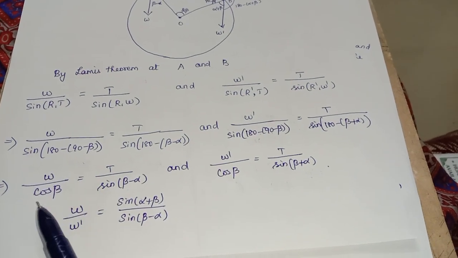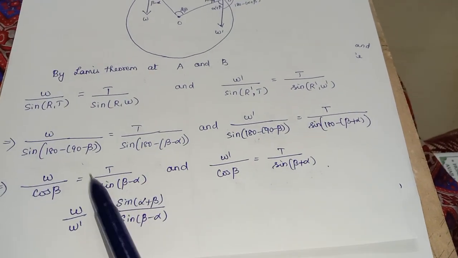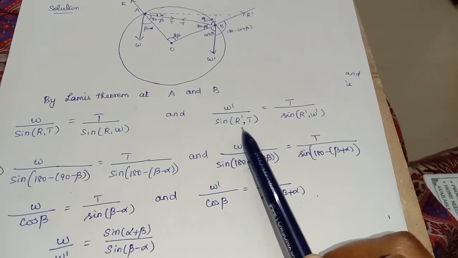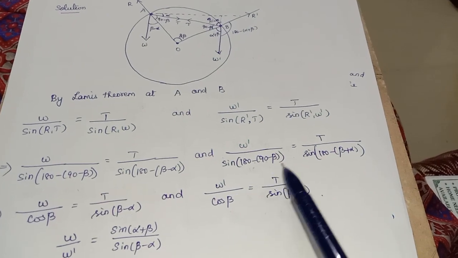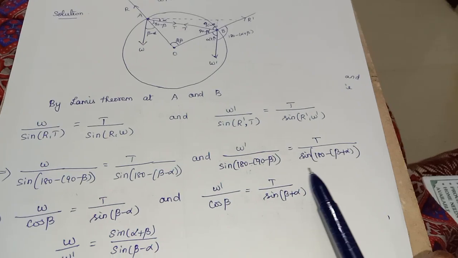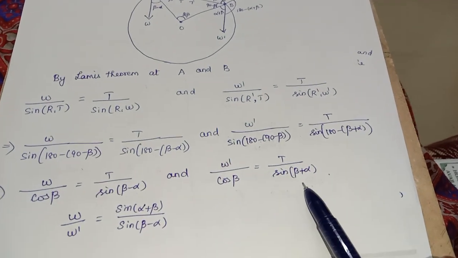90 plus beta. So it is what? Cos beta equal to T by sine of beta minus alpha. So this is from W dash. W dash by sine of angle between R dash and T. What is the angle between R dash and T? 180 minus 90 minus beta, equal to T by sine of angle between R dash and W dash. 180 minus beta plus alpha. So this is cos beta and this is sine of beta plus alpha.